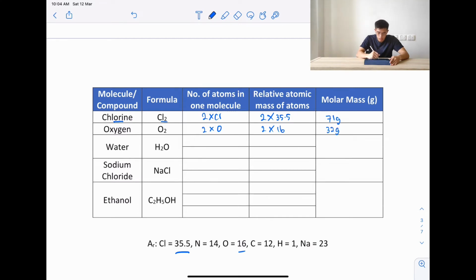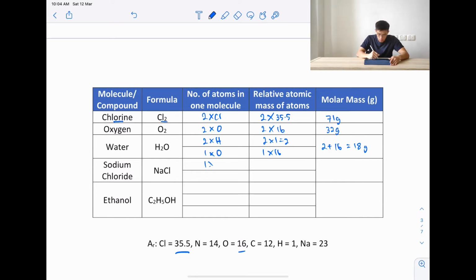For water, we have 2 hydrogen atoms and then 1 oxygen atom. So it's 2 times 1 and then 1 times 16. So we add them all up. This is 2 plus 16, and we'll get 18 gram.